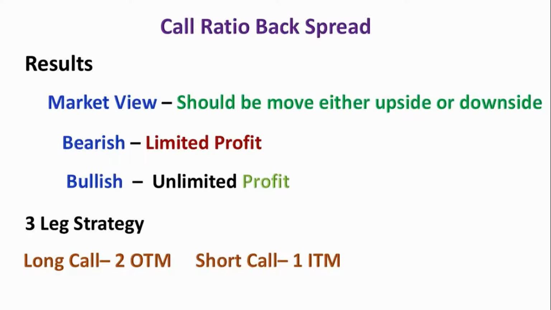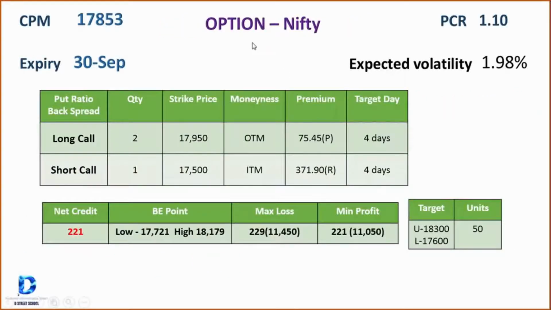So this is actually a three-leg option strategy. We will be initiating two long calls and one short call. The two long calls would be OTM, I mean out of the money, and the short call would be in the money. Let me explain this in detail. As we know, the last close of the Nifty is 17,853. The expiry would be 30 September, and the historical volatility would be 1.98 percent.